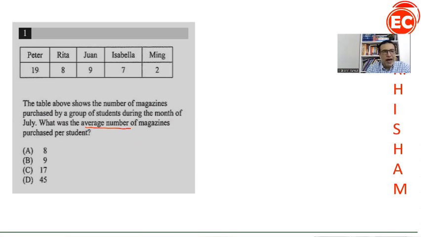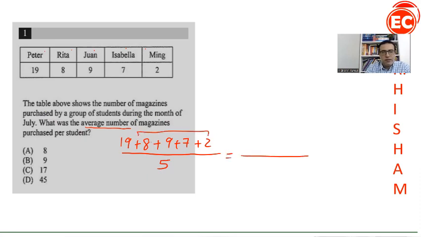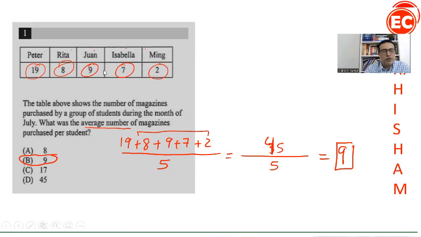So first, I need to add them. I'm going to add 19 and 8 and 9 and 7 and 2 and divide by the number of people who bought the magazines: 1, 2, 3, 4, 5 people. So the sum is 45, and 45 divided by 5 is equal to 9. Notice that we add the number of the magazines, but we divide by the number of people who purchased them, which is equal to 5.